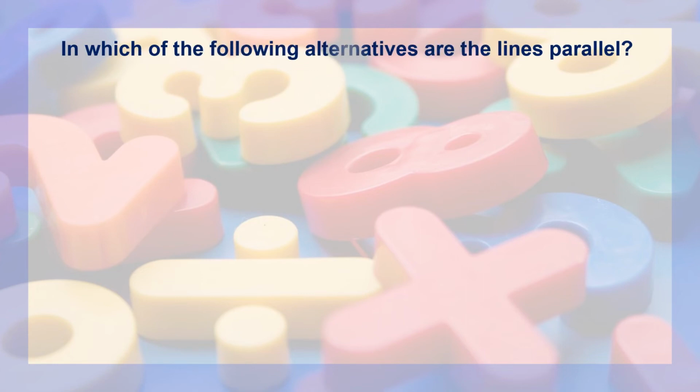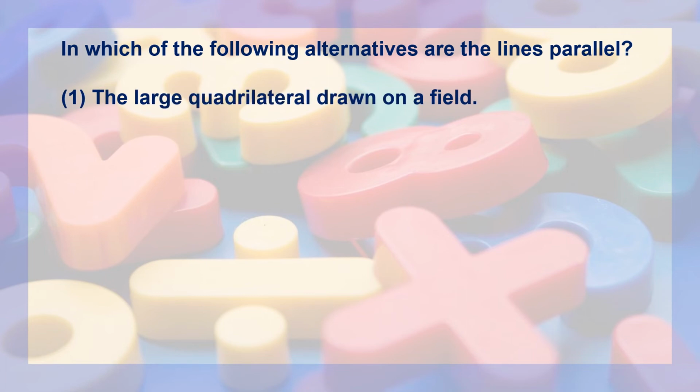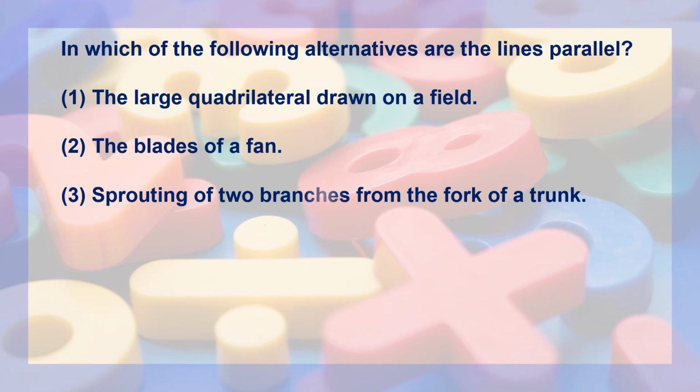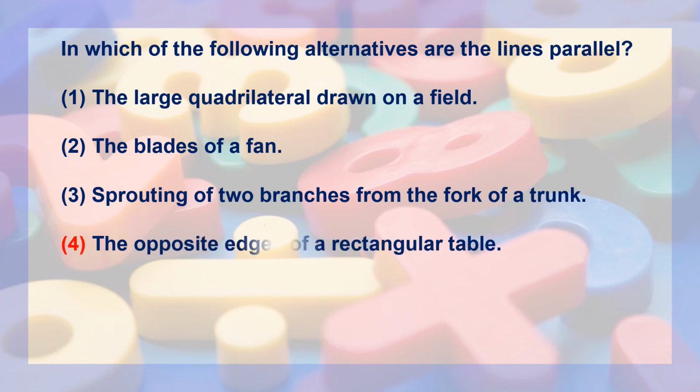In which of the following alternatives are the lines parallel? The large quadrilateral drawn on a field, the blades of a fan, sprouting of two branches from the fork of a trunk, or the opposite edges of a rectangular table.